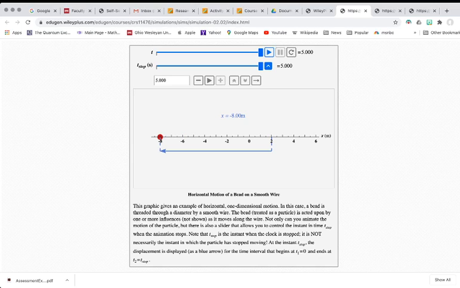Okay, here's the first question for you. What is the displacement delta x for that interval? Pause, answer, and come back. Okay, welcome back. Did you say the displacement for this time interval, delta x, is negative 10 meters?